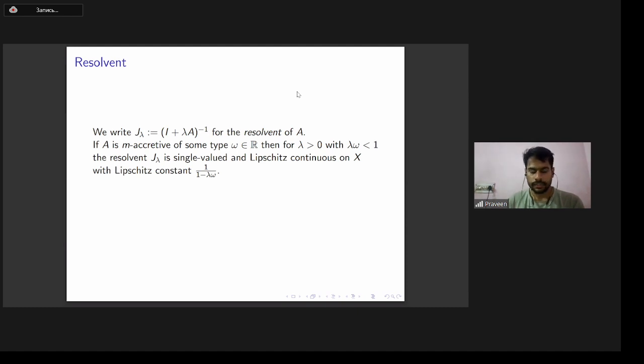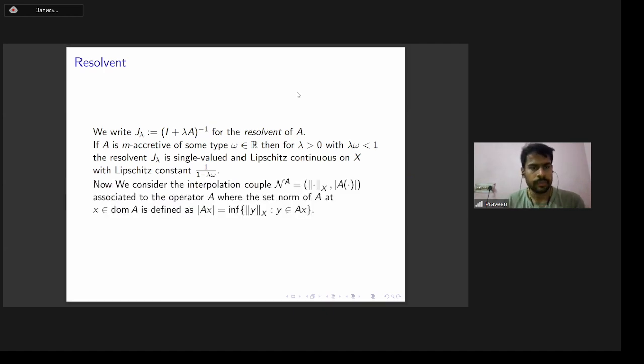In the further slides, we apply our interpolation of general functions to m-accretive operators. The interpolation couple that we are considering for the next slides is the couple in which the first function is just the norm on X, and the second function is the set norm of A. Basically, as our operator A is just a relation, the set norm of A at any member x of the domain of A is defined as the infimum of all norms of y such that y is contained in Ax.